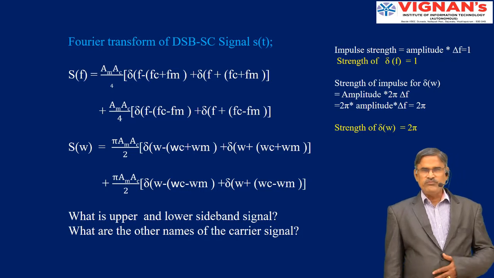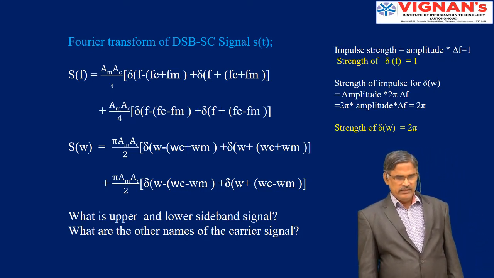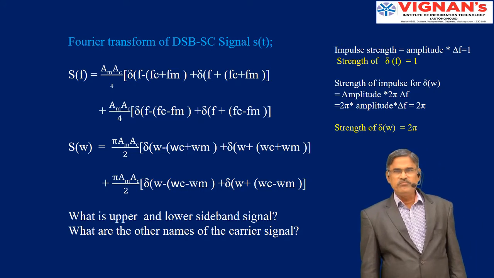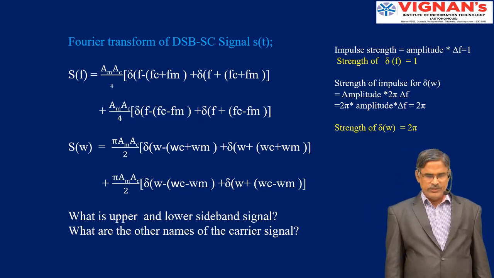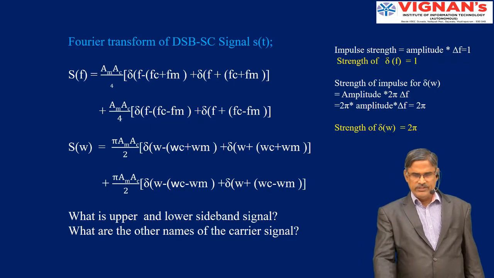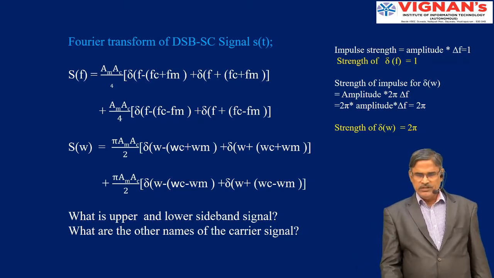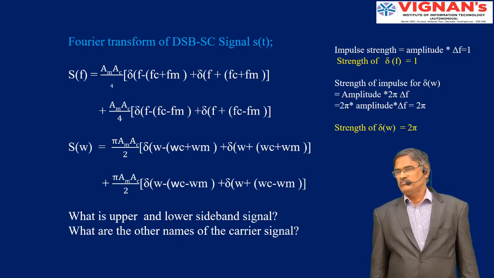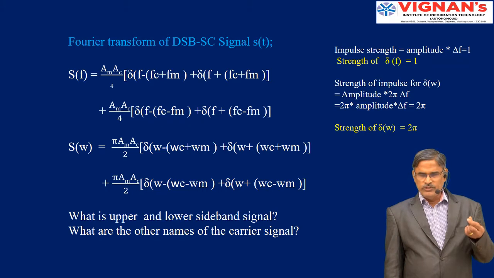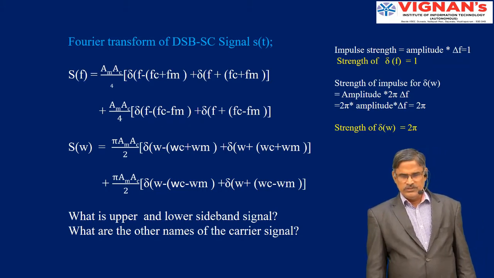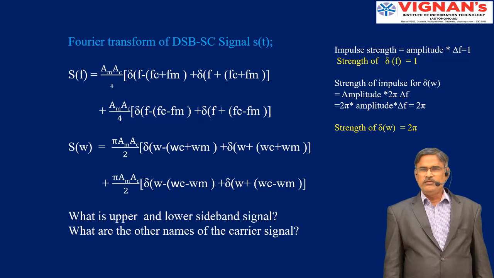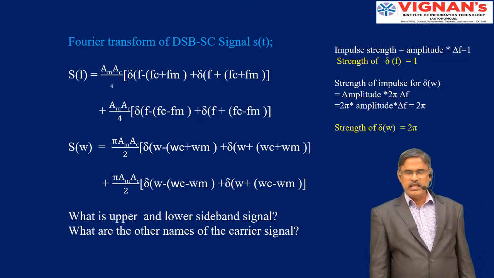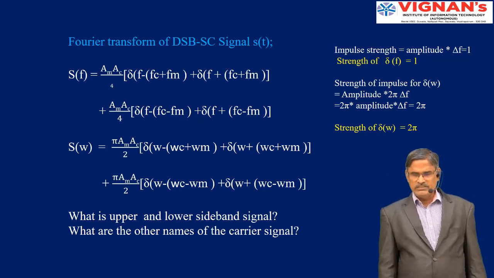And if you are representing the Fourier transform in S of omega, then the impulses will be multiplied by 2 pi. On the right hand side top, impulse strength is equal to amplitude multiplied by a small frequency del f. So this amplitude multiplied by del f equal to 1, and when del f reduces, amplitude will increase, that is the impulse. So the strength of impulse is equal to the area of the impulse, that is amplitude, and width of the impulse del f.